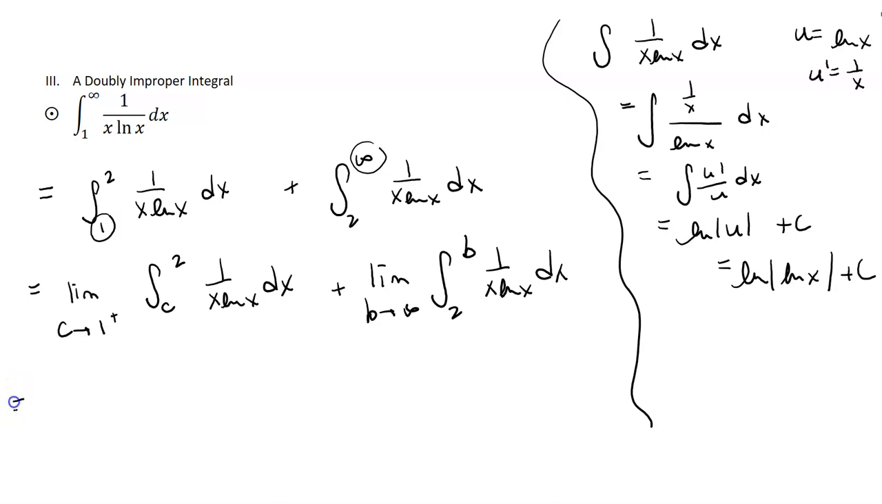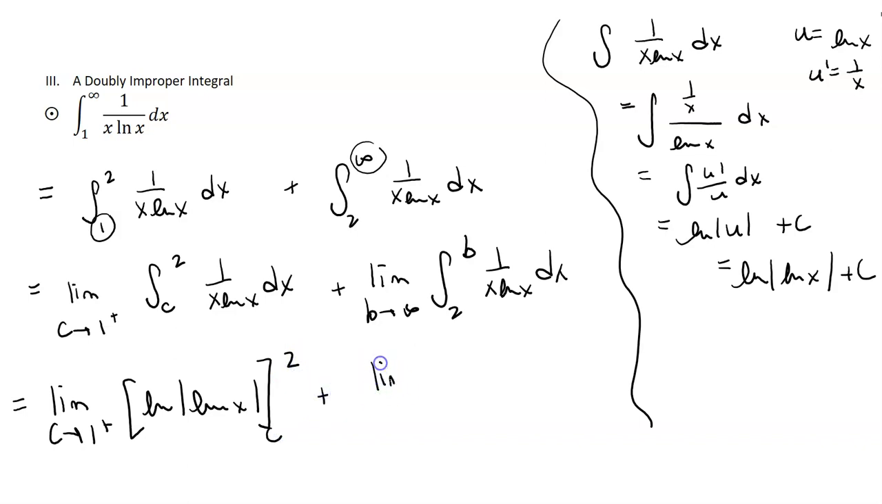So here we'll have the limit as c approaches 1 from the right of the natural log of the absolute value of the natural log of x, and that goes from c to 2. And here we'll have the limit as b approaches infinity of the natural log of the natural log of x inside absolute values from 2 to b.